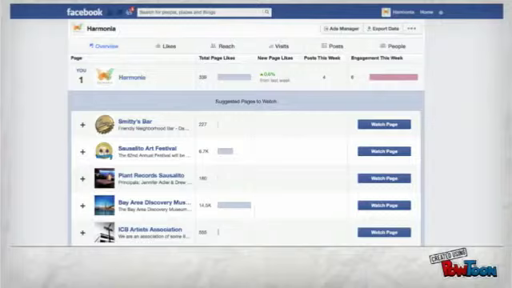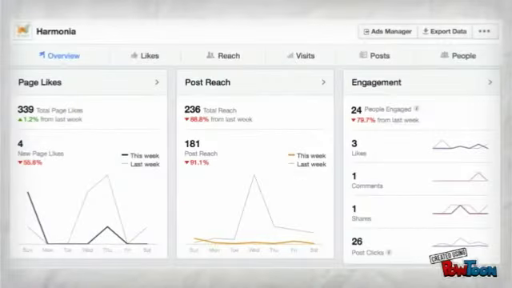More likes mean more money. Here's the Facebook analytic homepage. So what we see is overview, likes, reach, visits, posts, people. All of these give us different numbers that kind of show, how are our likes doing? Are we getting more likes this week? Is this a good month? Is this a bad month? Are our posts working? What posts aren't working? Facebook has a lot of tools that are incredibly helpful.